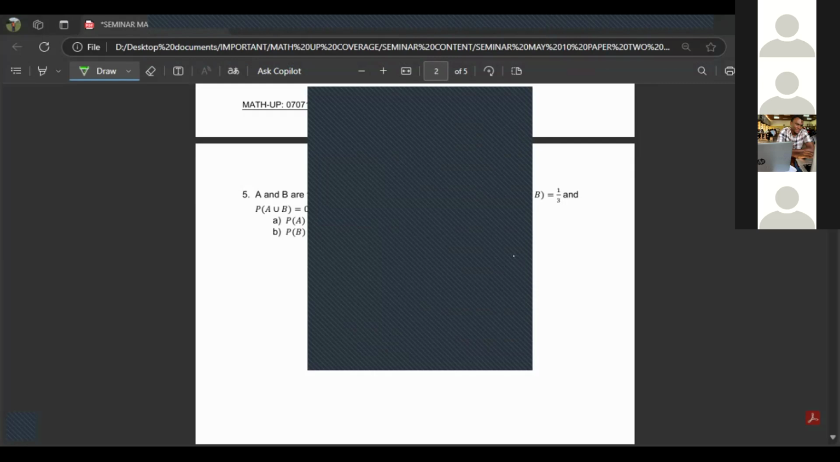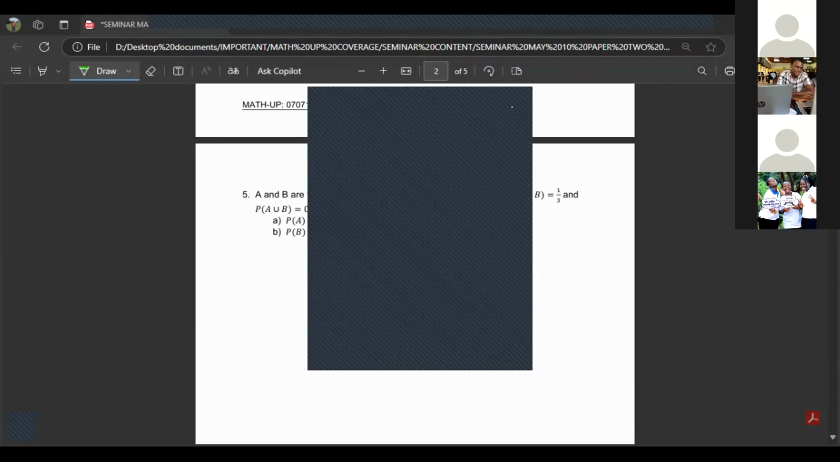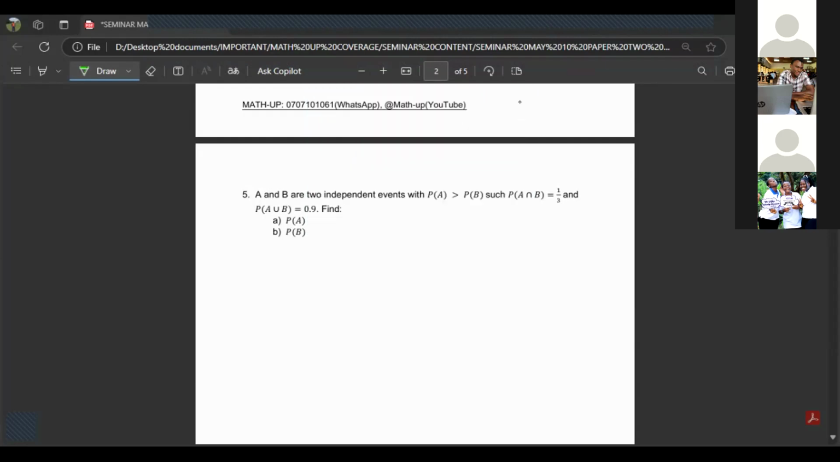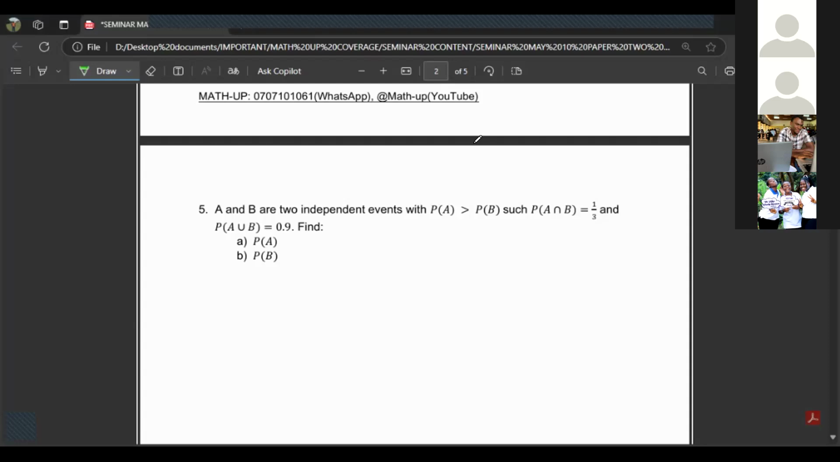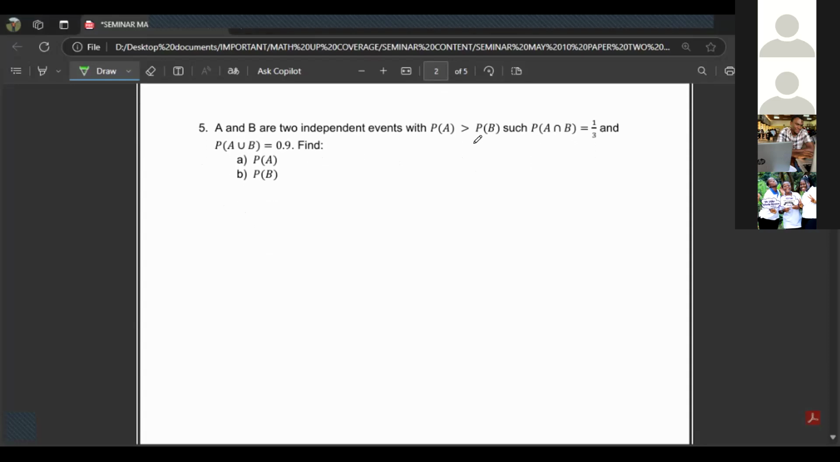Can you guys see my screen? Yes, yes. Let me just magnify it a bit. I don't know if you can see there. Yes, we can. Okay.